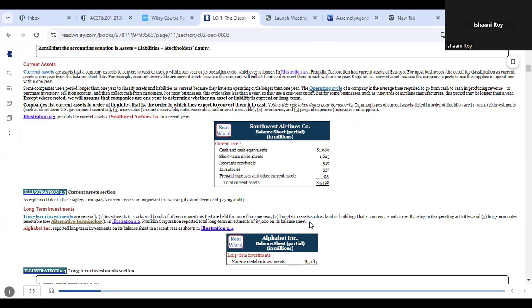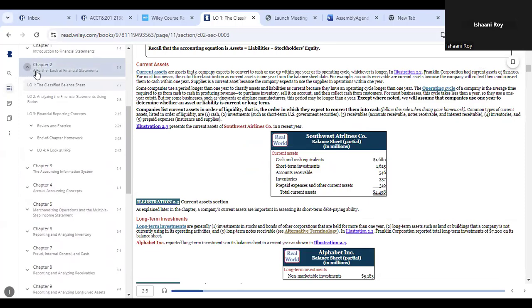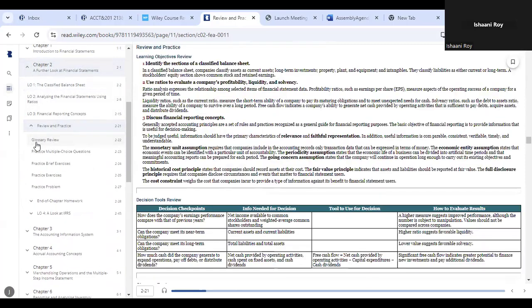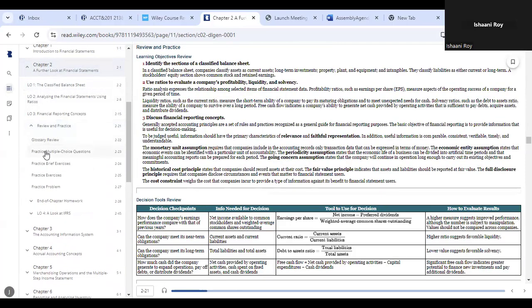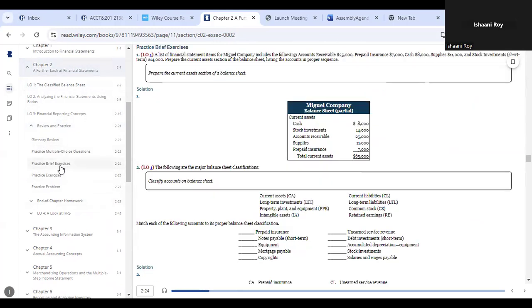I really like if we go table of contents, chapter 2, and then it's review and practice. I love those. And you've got glossary review, practice multiple choice, practice exercises, practice problem. I love this section because you can do the practice and you get the solution right away. So if you look at the practice brief exercises.